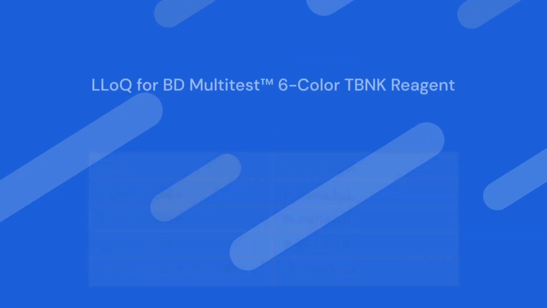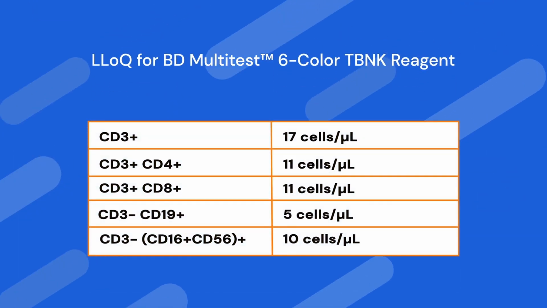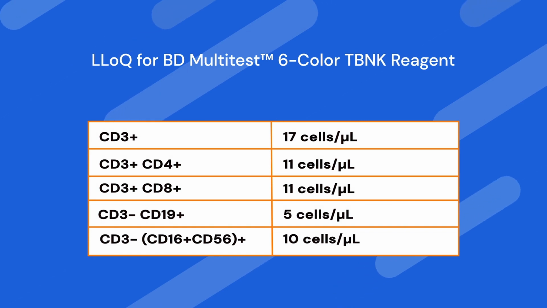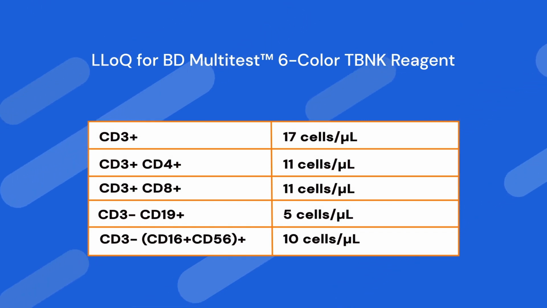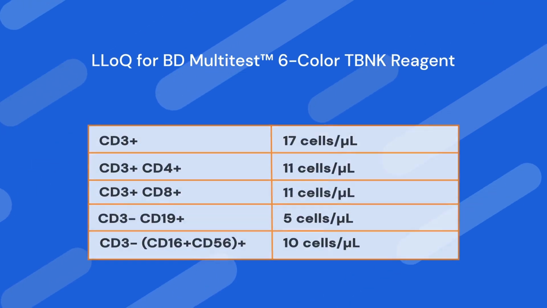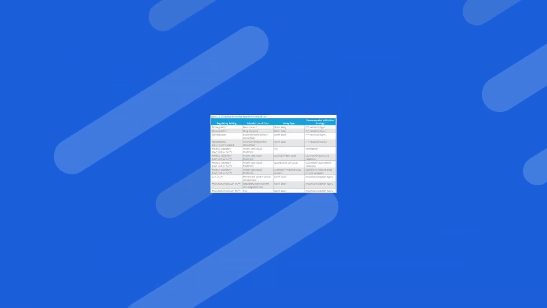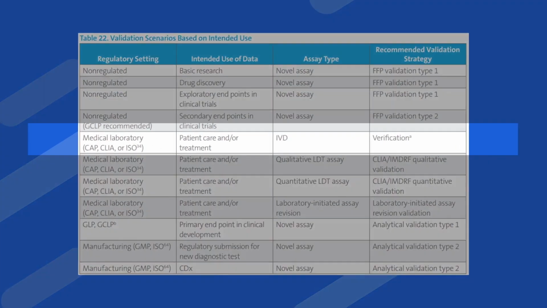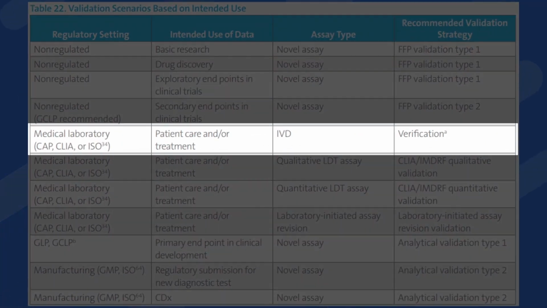For the quantitative BD Multitest 6-color TBNK reagent, whole blood was diluted using cell-free plasma to achieve 4 different concentrations of the population of interest to determine LLOQ. The appropriate validation approach depends on the assay's intended use and associated regulatory environment.